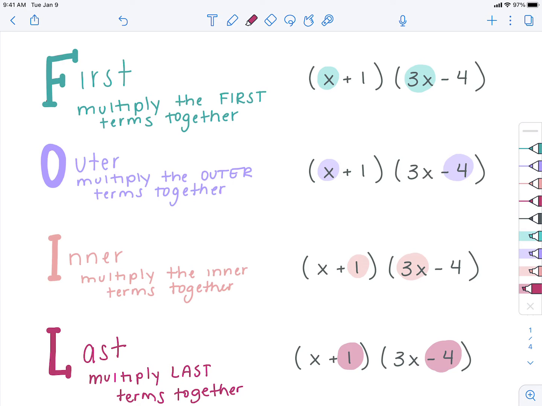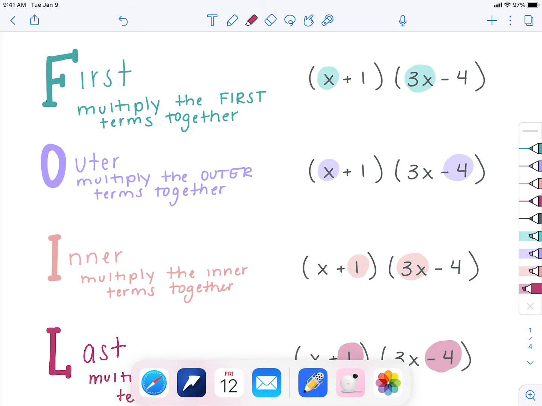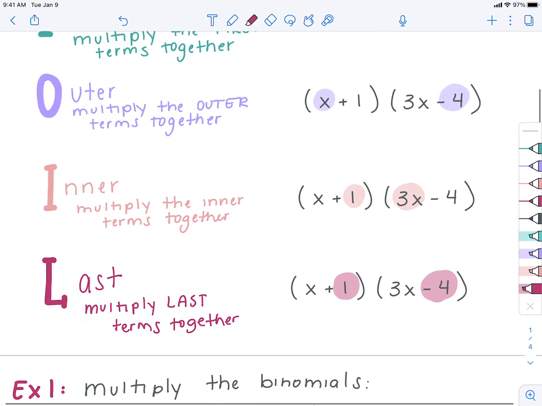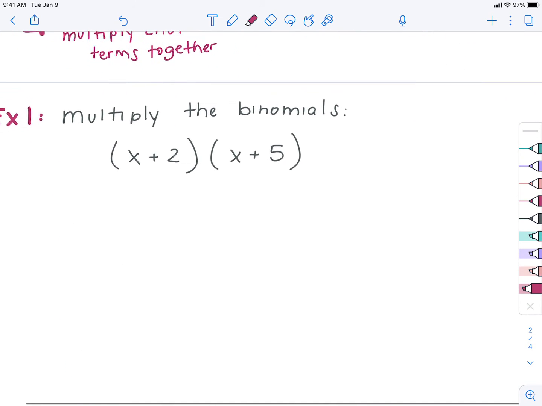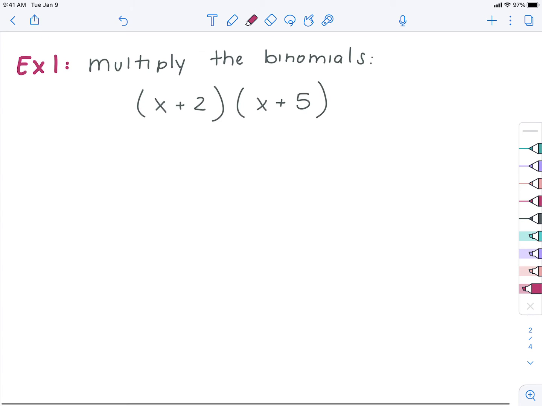So let's look at an actual example. And you'll notice as we go through the examples, I asked each question a little bit differently because there's lots of different ways that we can ask these questions. So I just wanted you to be able to see all the different ways we could ask the question. The first one says, multiply the binomials. Pretty straightforward. So FOIL tells us we're going to do F, O, I, L. We're going to FOIL.